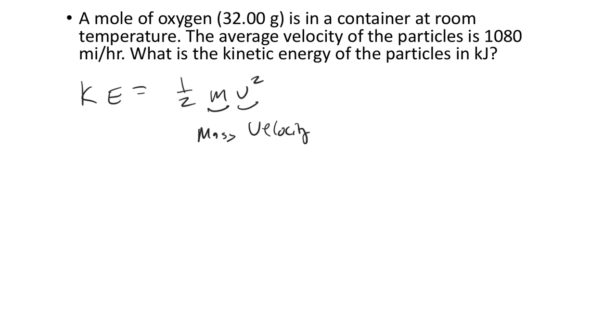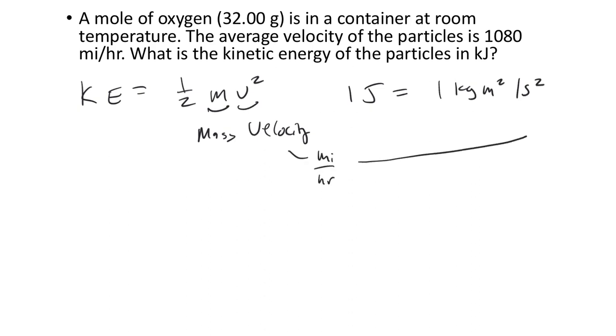Now, if we want to convert to joules, the proper conversion is that 1 joule is 1 kilogram meter squared per second squared. And so when we start thinking of velocities in miles per hour, we're going to want to transfer these over to meters per second, so we can square meters per second and get the proper units out that we need the energy unit to be in to convert to joules.